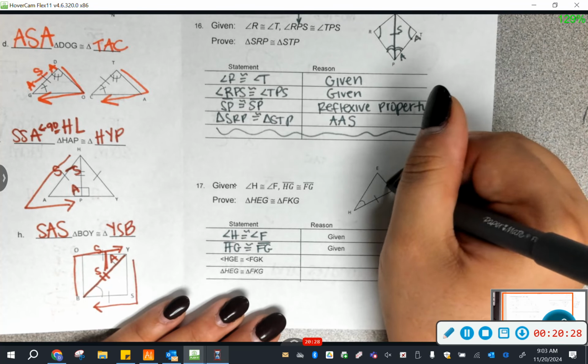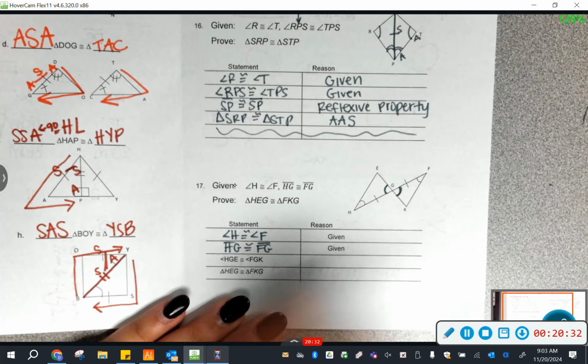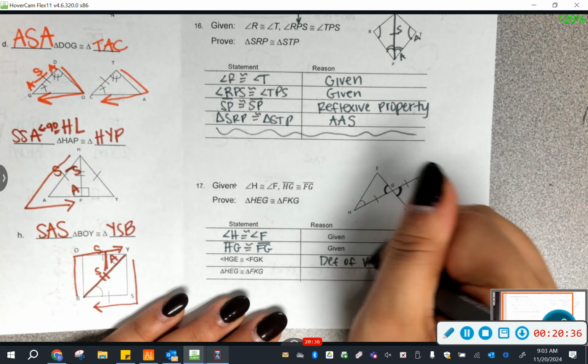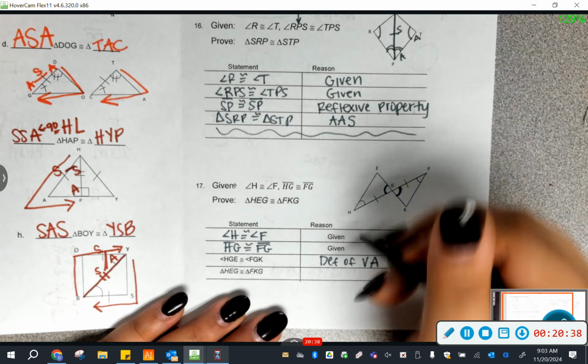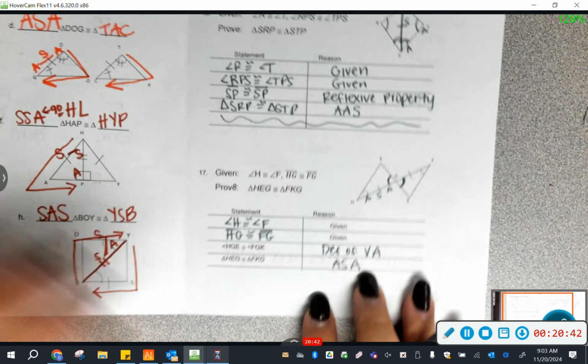Why are these angles congruent, y'all? Bow tie. What is that called? Vertical angles. Definition of vertical angles, or VA. Wait, did you go with that? You went with your hand? These are angle, side, angle.